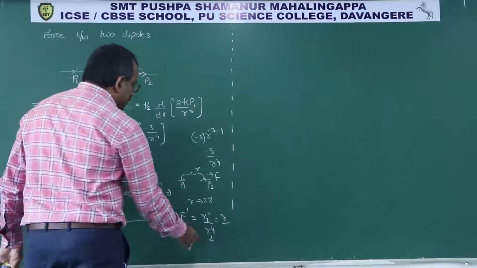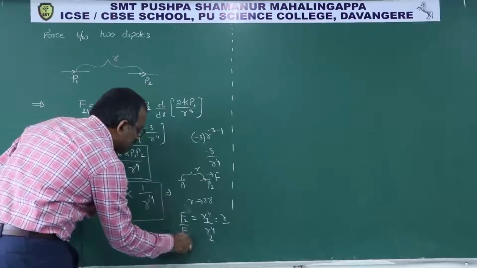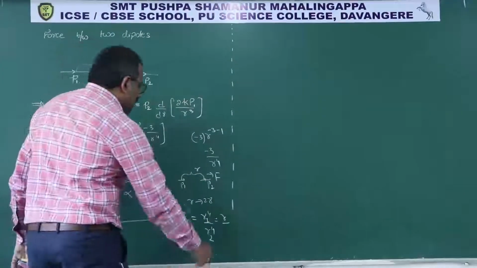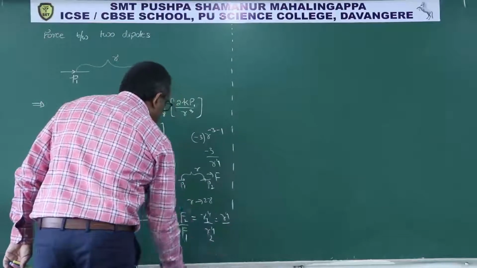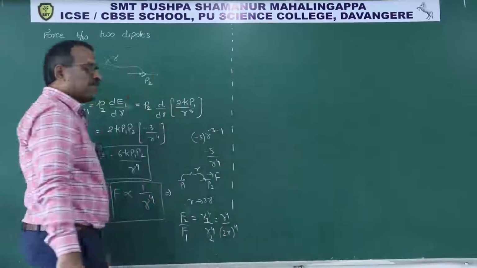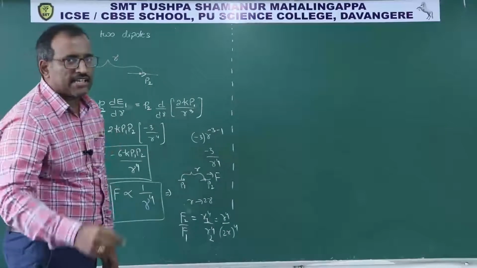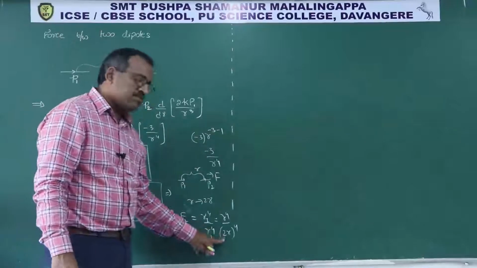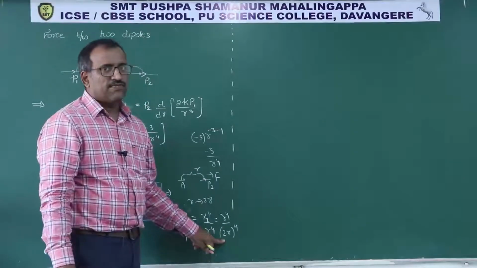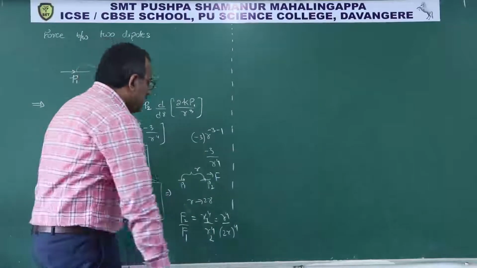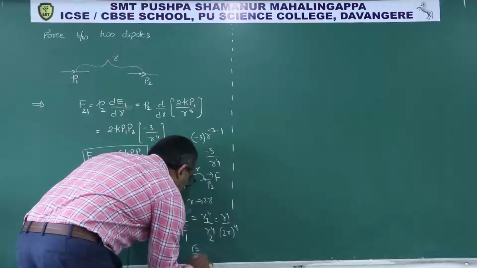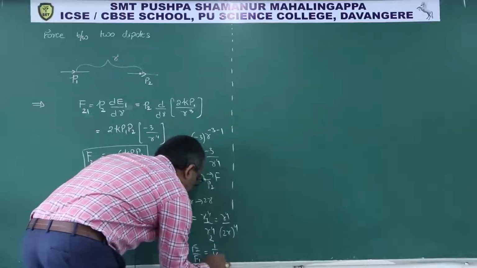What is r2 power 4? I can write it as 2, 1. Better understanding. Clear? Now r1 power 4, r power 4, r2 power 4, 2r power 4. 2r power 4, r power 4, r power 4 get cancelled. 2 power 4, 2 into 2 into 2 into 2. 4 4s are 16. So hence the answer will be F2 by F1 is equal to 1 upon 16.